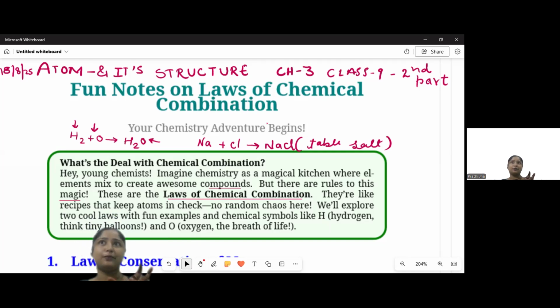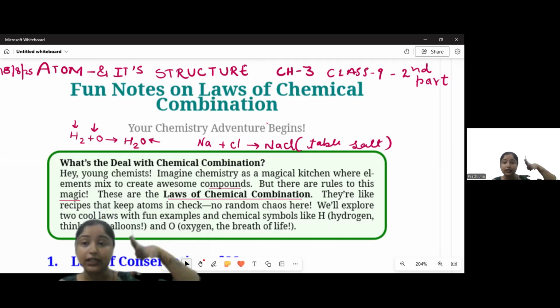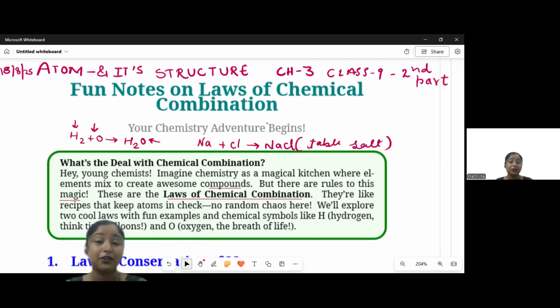Maybe I like my Maggie with a lot of veggies, so it's mandatory for me. For some people, maybe it is not a deal. They just like to boil it and have it. That's also a way of having it. So there is a fixed law for how things work. No random cures. We'll explore two cool laws with fun examples and chemical symbols like H.